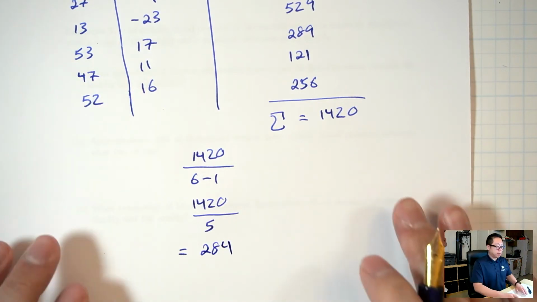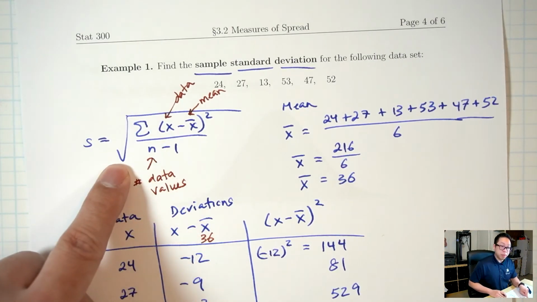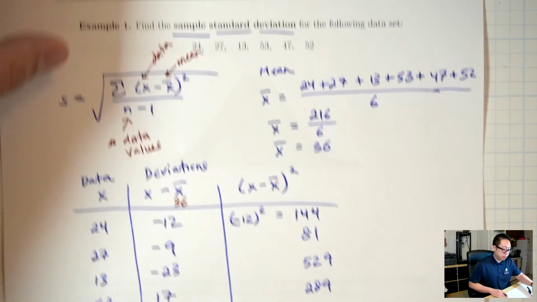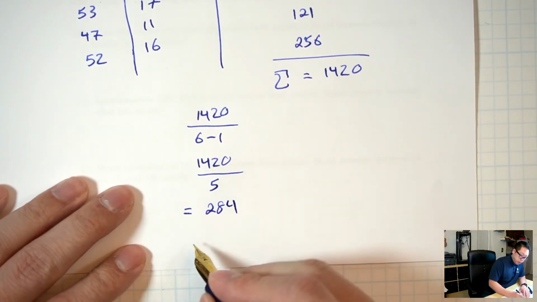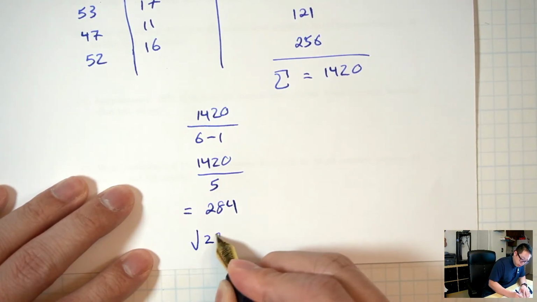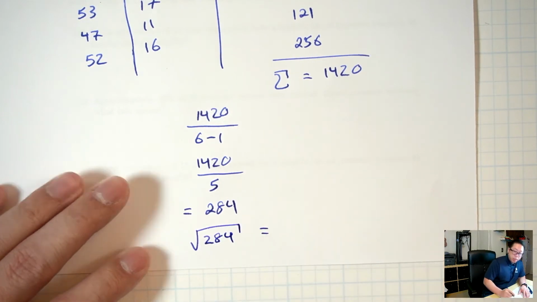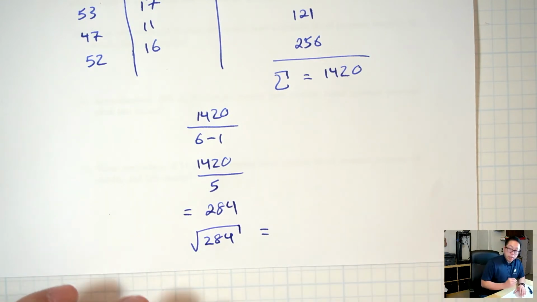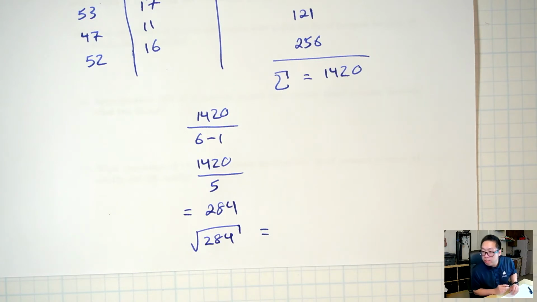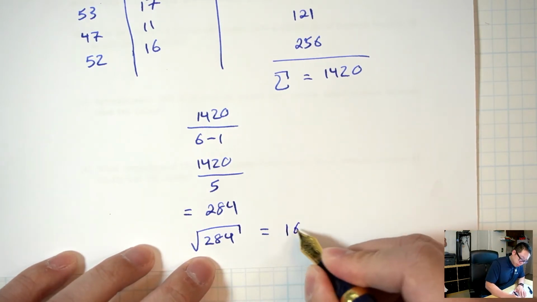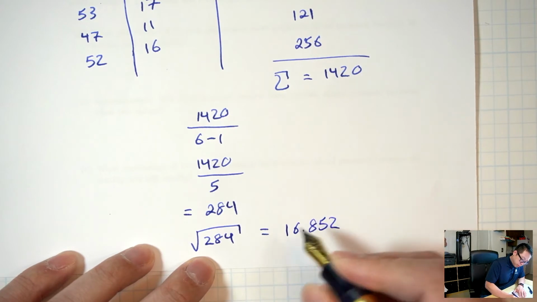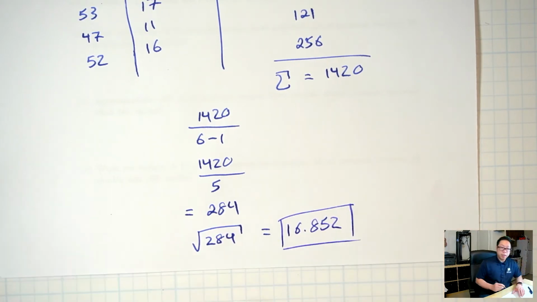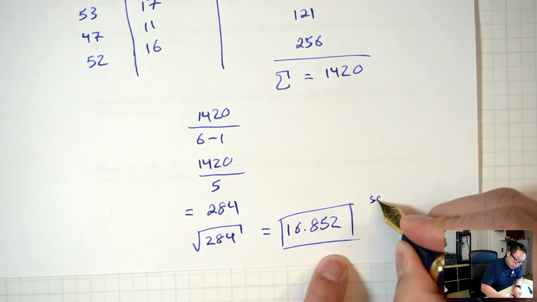And then one last step. Okay, very last step is this symbol, which means take the square root. So square root of 284 is, and then I'm going to round to 3 decimal places like we always do. So 16.852. Okay, and that is the sample standard deviation.